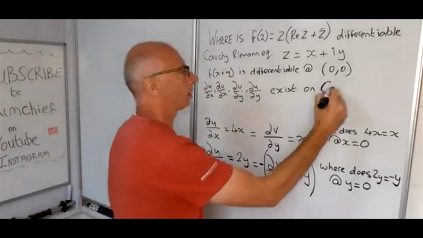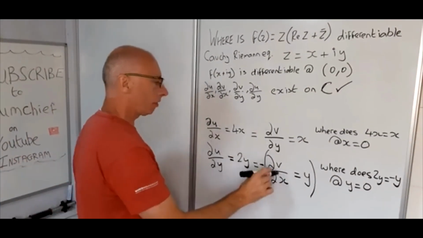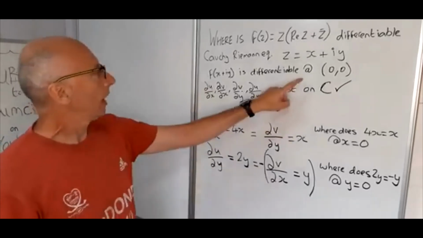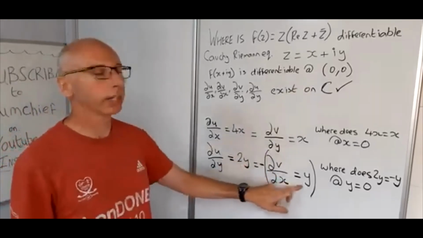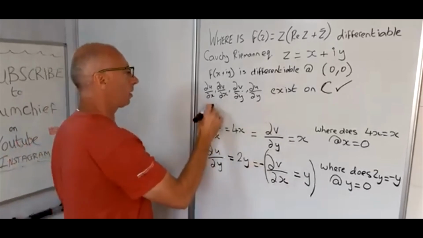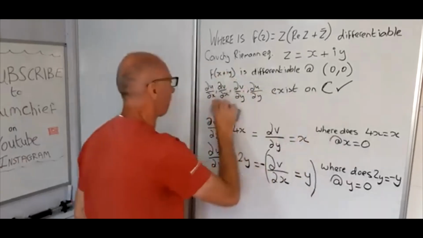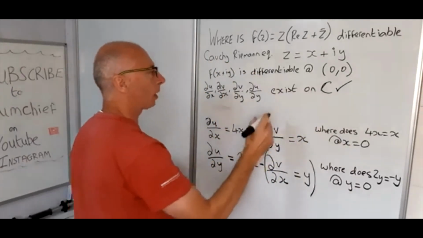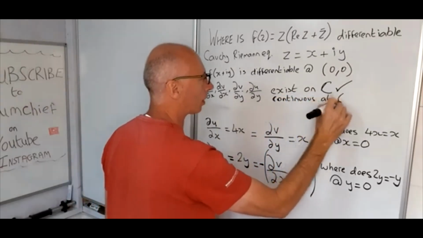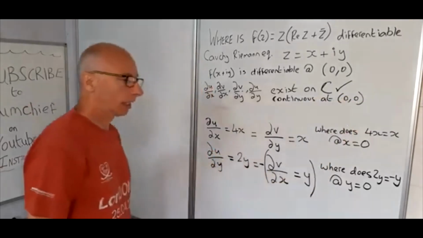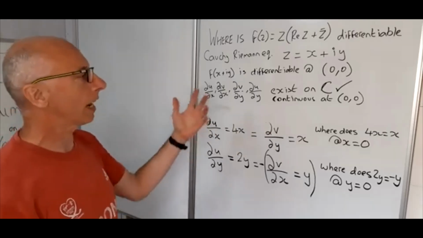So that's good. Next thing we need to know is, are all these partial derivatives continuous at the differentiable point? Well, 4x and x, 2y and y, these are continuous everywhere. So they exist on the complex plane. They're also continuous at the point 0, 0. So therefore all the Cauchy Riemann equations are satisfied at 0, 0.